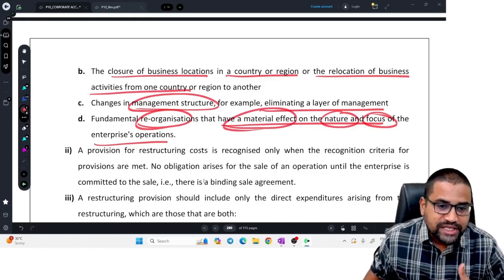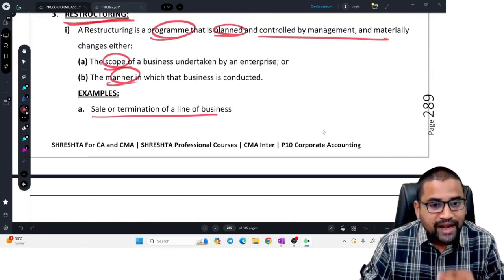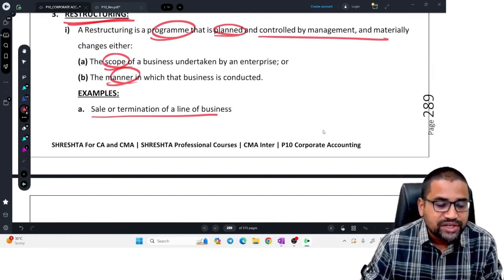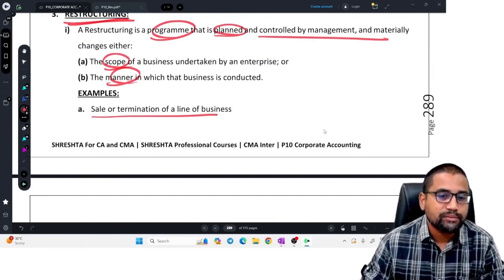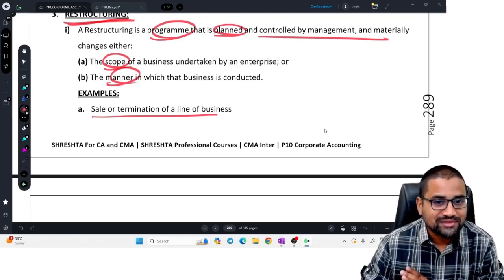Now whatever changes they want to bring, that is also restructuring. So restructuring is a program which is planned and controlled by management. And what happens because of the restructuring? Either the scope of the organization will change, or the manner in which the business is conducted will change.